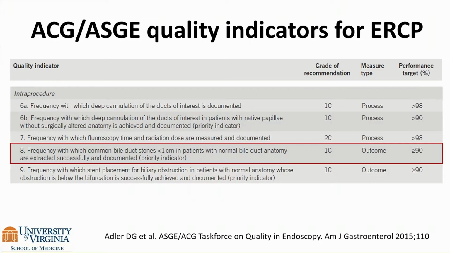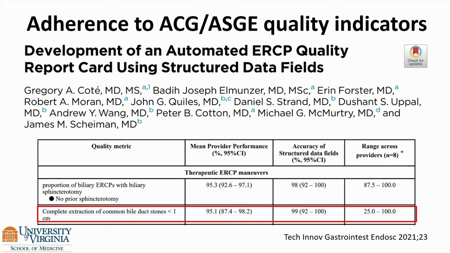So the ACG and the ASGE put forth quality indicators for ERCP, and I will focus on number 8, the frequency with which common bile duct stones less than 1 centimeter in patients with normal bile duct anatomy should be extracted successfully in about 90% of cases. Now, this is really expert opinion, and the real question is, in clinical practice, do these estimates hold up?